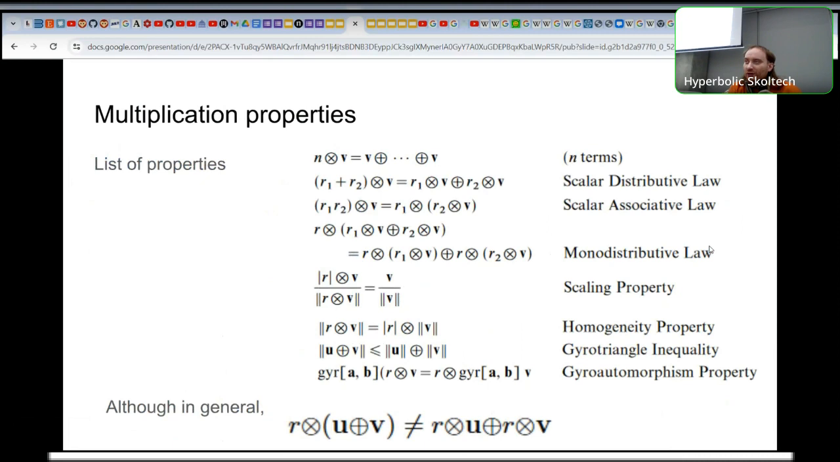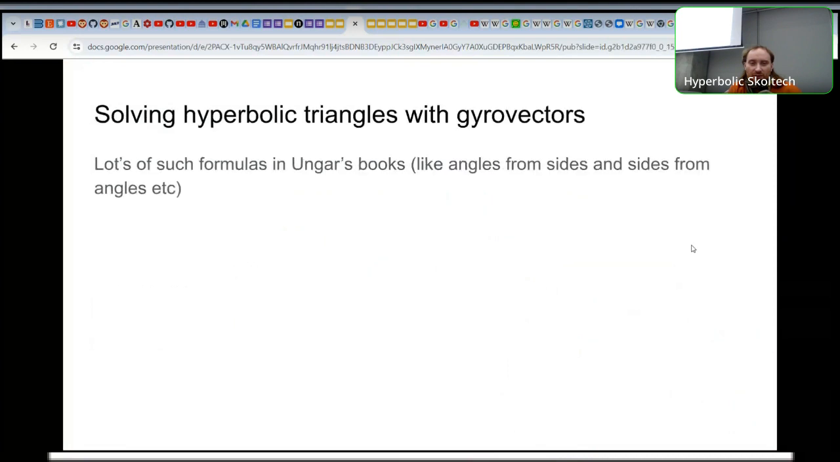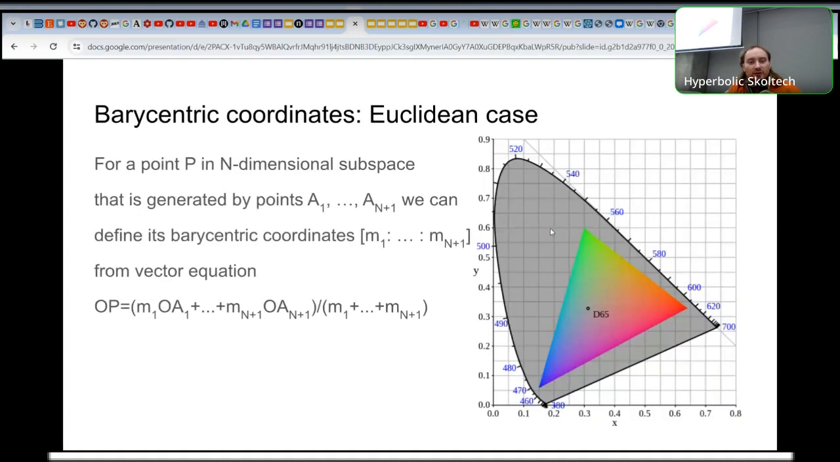No, gyrator is a rotation, as it is always a function of two vectors. Yeah. So okay, actually there are lots of formulas for solving hyperbolic triangles with gyrovectors. They are very simple, but let's not overload you today.